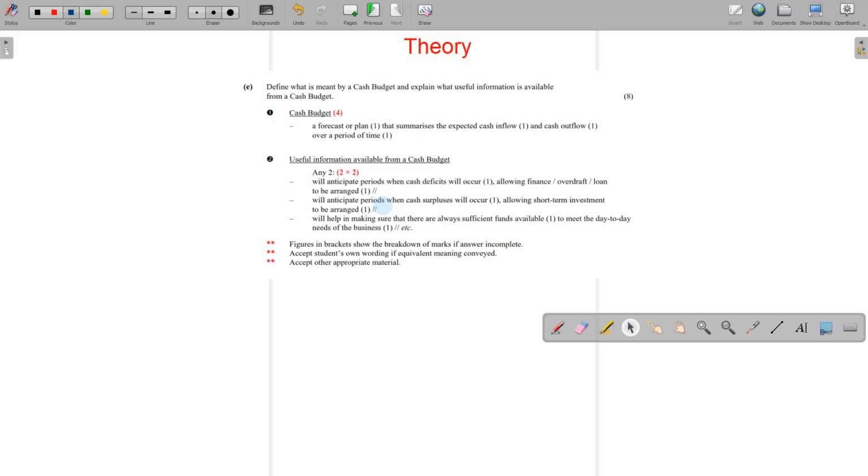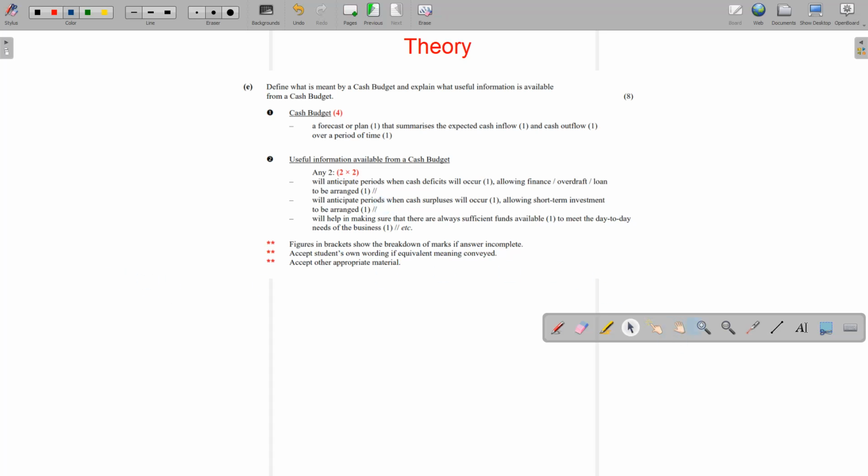It will help in making sure that there are always sufficient funds available to meet the day-to-day needs of the business. So again, you could wing that on the day and get full marks, as long as you knew what a budget was and what a cash budget was. So nice bit of theory. Explaining what a cash budget is, people should get at least 2 marks because they should get forecast and expected cash inflow and outflow. So really they should get 3 out of 4, if not all 4. And then the useful information, yin and yang. You can see where you've cash deficits and get financing. See where you've cash surpluses and how you can invest that money.